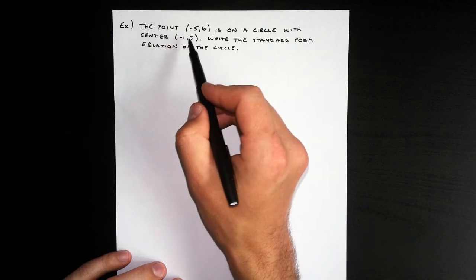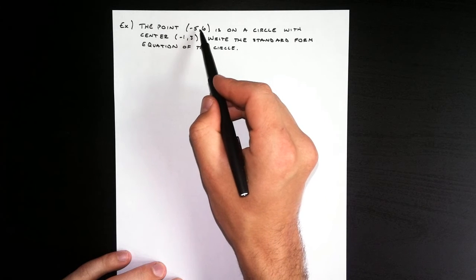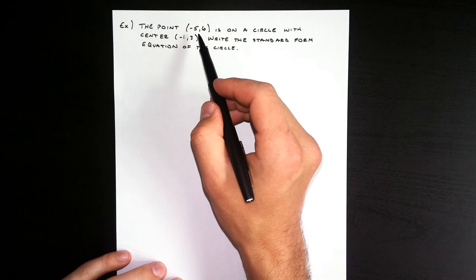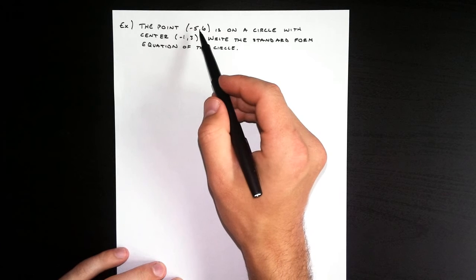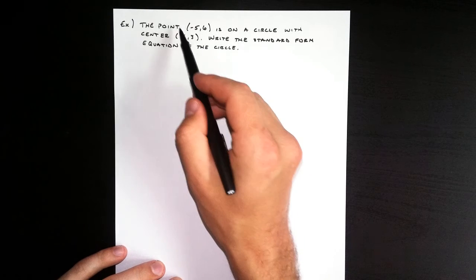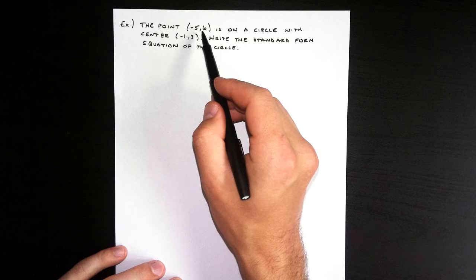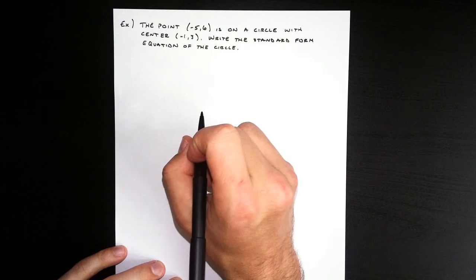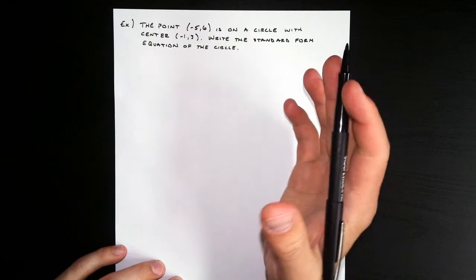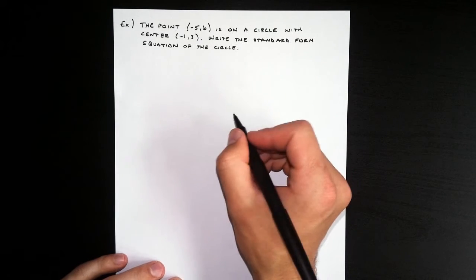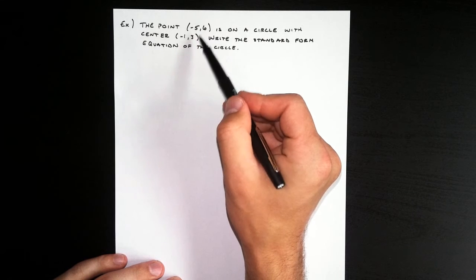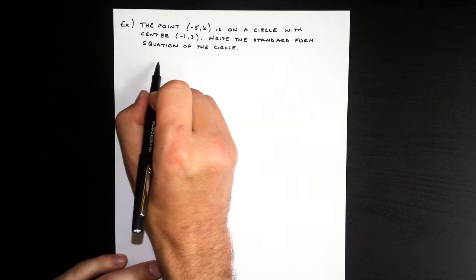So if I'm given the center and I'm given a point on the circle, the distance that's in between these 2 points, that's the radius. The radius is the same everywhere, so it doesn't matter where that point is on the circle. The distance from there to the center, that's the radius. So we have a couple different ways we can approach this. The first way, I could just use the distance formula to solve for the radius.